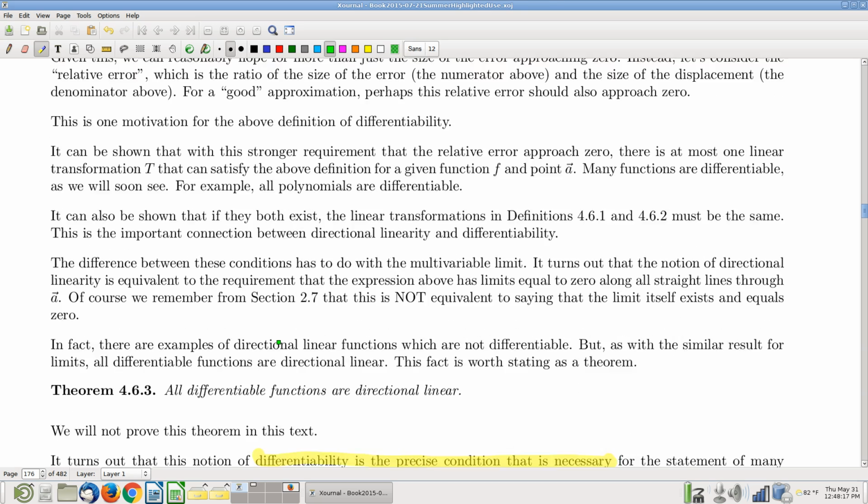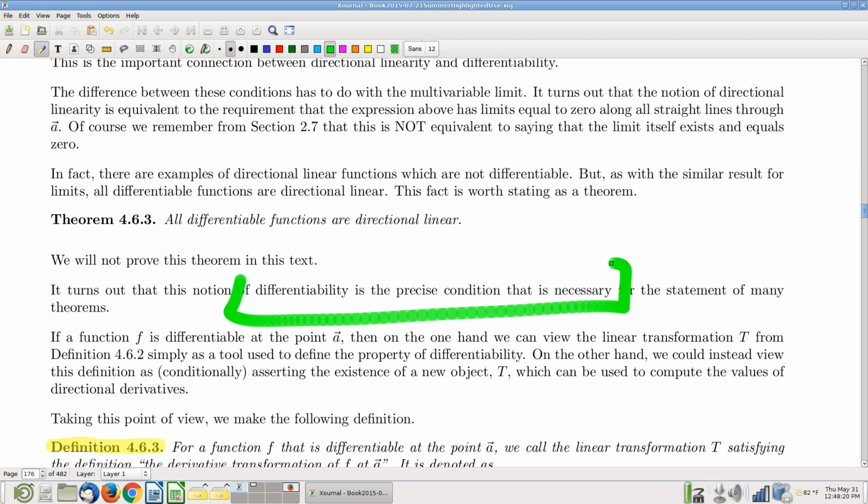The other thing is something I just have to make a vague reference to, and I can't be any more precise at the moment. But if you look down the road at various theorems and properties we would like to talk about for a given function, it turns out that this exact notion of differentiability, not directional linearity, differentiability with the multivariable limit, is the condition that's necessary to state important theorems later on. You need differentiability to be able to draw certain conclusions. Directional linearity is not sufficient to state those theorems. Okay, so again, that's just foreshadowing.